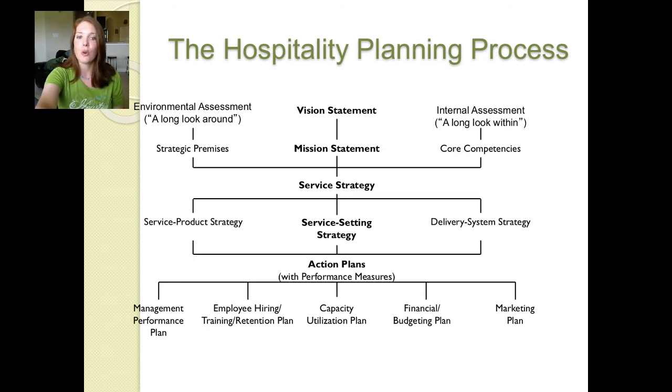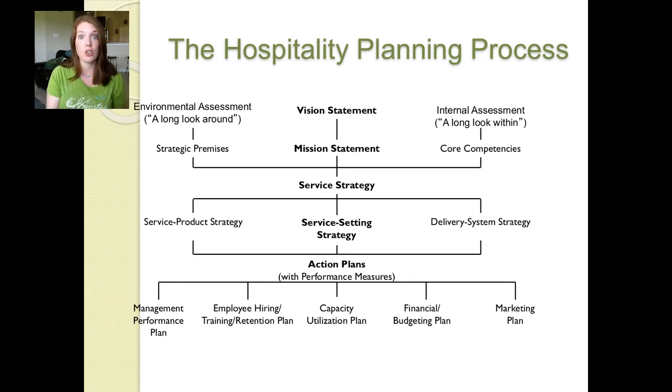Service strategy overall. This is where we start to look at other sections or other chapters in this class. The service product strategy, that was part of chapter 1. The service setting strategy will be part of chapter 3, and the delivery service system will be in the second portion of this class, or for the second exam. We'll have chapters 9, 10, and 11, which will start to look at the delivery service. And then ultimately you have action plans.